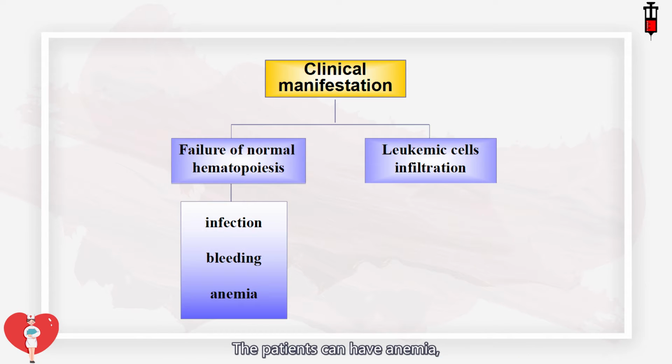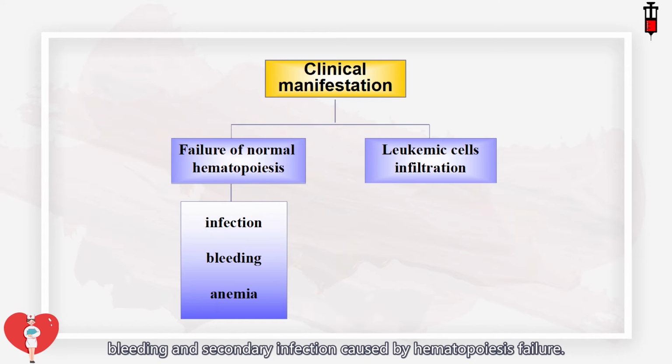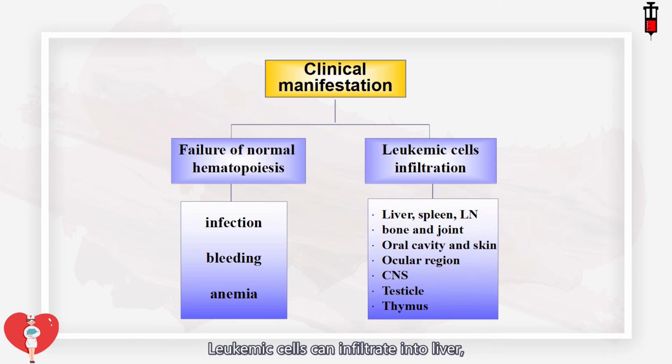The patients can have anemia, bleeding, and secondary infection caused by hematopoiesis failure. Leukemic cells can infiltrate into liver, spleen, bone and joint, oral cavity and skin, ocular region, CNS, testicle, and thymus, etc. This causes hepatosplenomegaly, bone pain, swollen gums, loss of sight, headache, etc.